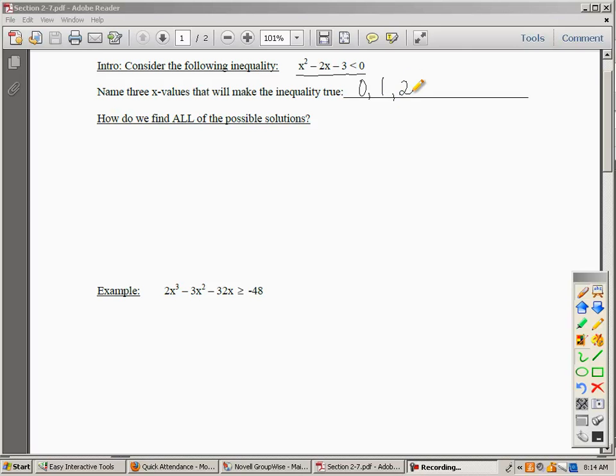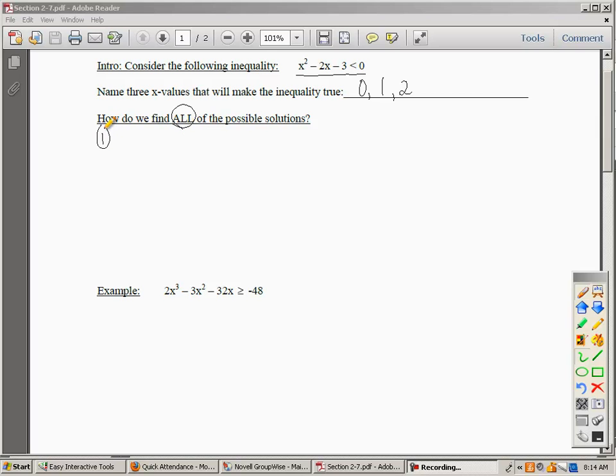And you could find a lot of possibilities. I mean, you could try negatives, there's a ton of possibilities. But the question is, how do we find all of them? Because we're not going to ask you for specific answers. We want all of the answers. And so here's what we're going to do. I'm going to walk you through a process.